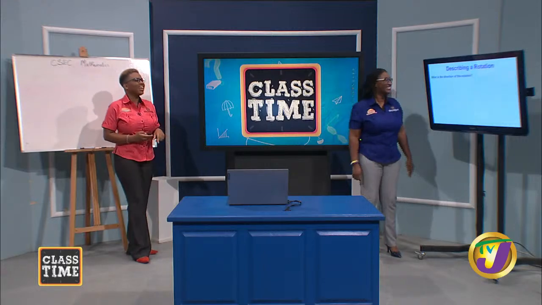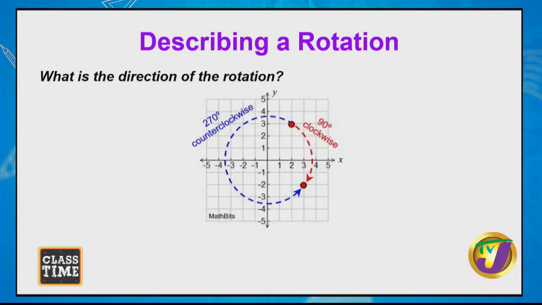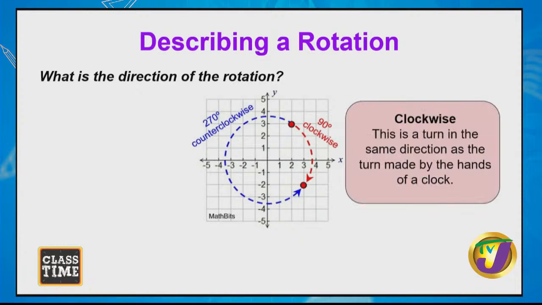Yeah. All right. So when we talk about the direction of a rotation, then we can go either clockwise or counterclockwise or anti-clockwise. Some people say anti-clockwise, some people say counterclockwise. Both of them mean the same thing. So when we talk about a clockwise movement, just think about the clock. This is a turn in the same direction as a turn made by the hands of a clock. Literally, clockwise. Makes sense.